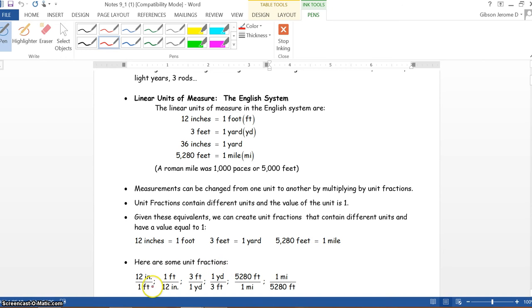Here are some unit fractions. 12 inches and 1 foot are equal, so if you divide them, that equals 1. 1 foot over 12 inches, they're equivalent, that equals 1. 3 feet over 1 yard is 1, and so on.